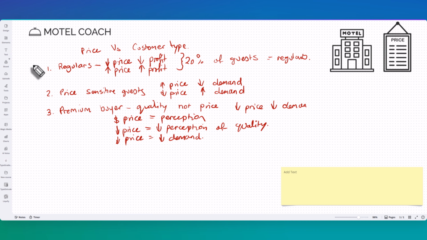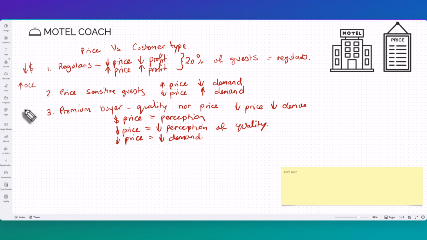So to recap on pricing, not all of your guests react in the same way when you change prices. Your regulars will not change their behavior if you reduce the price. So you will reduce your profit with your regulars if you drop your prices. Your price sensitive guests, you might increase your occupancy. Whether you increase your profitability is another question for this segment.